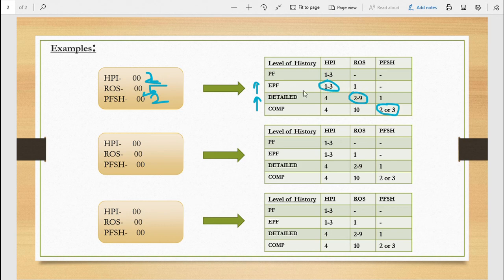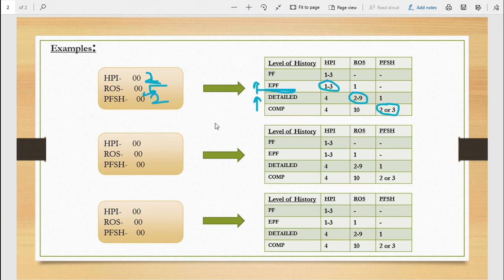For EPF you need at least one ROS, and you have 5 points in ROS. For PFSH, 2 points are there, but for EPF, even if PFSH is not there, it's not an issue. So you have to think all three should be met. Here not meeting, that's why we are going down. Here not meeting, that's why we are going down again. In case of EPF only, everything is matching. So in the first example we assign EPF as the history level.